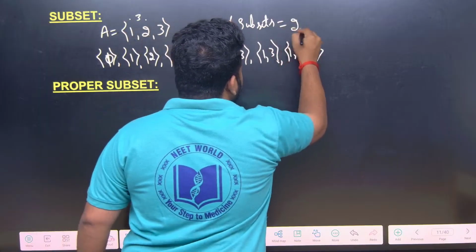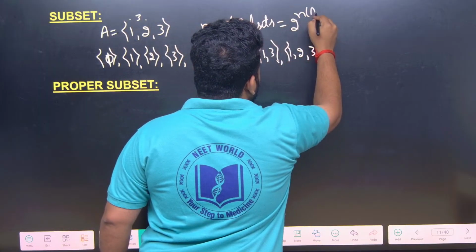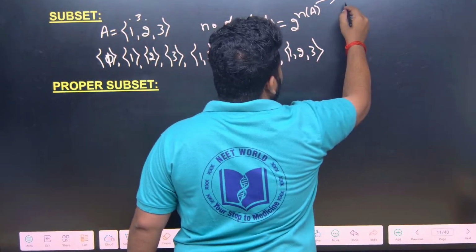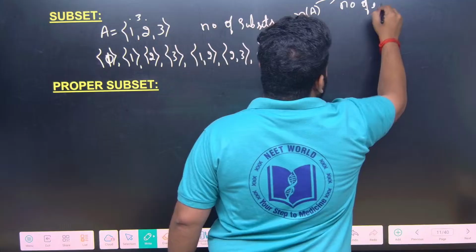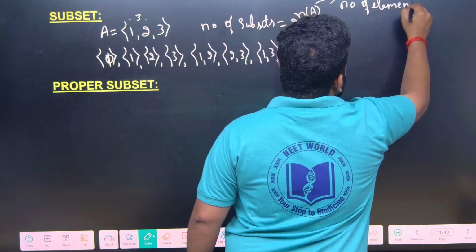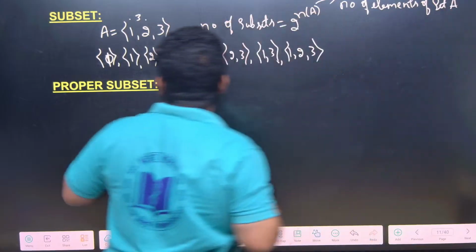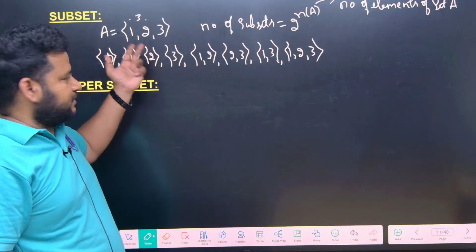2 to the power of n of a. Here n of a is what? Number of elements of set A. So if you talk about this set A, how many elements are there? 1, 2, 3. 3 elements.